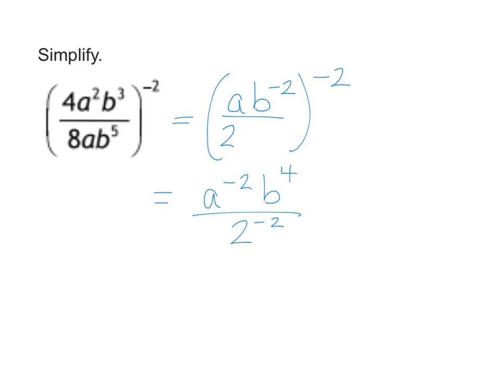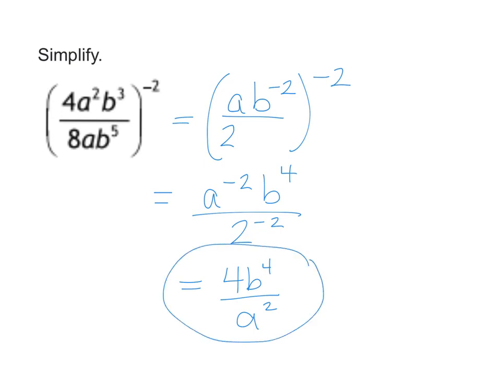Why are they switching? Because they're negative exponents. So the 2 to the power of -2 goes to the top. It becomes 2 to the power of +2, which is 4. The b stays where it is. And the a to the -2 goes to the bottom as an a squared. And that's what you end up with as your answer.